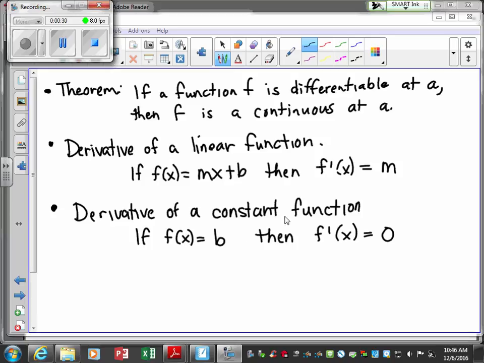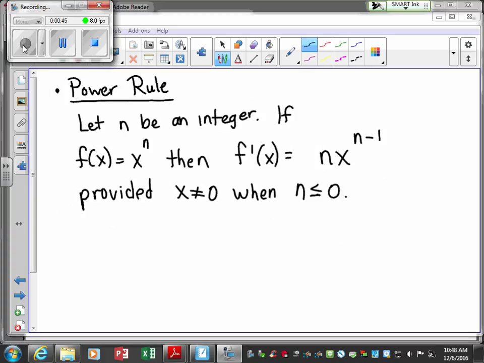Also, the derivative of a constant function, if f(x) is equal to b, where b is just some number, some constant, then f prime of x is equal to 0. And we also have a power rule, which we'll write next. Okay, so our power rule, let n be an integer. If your function is x to the nth power, then the derivative is defined by n x to the n minus 1 power, provided x is not equal to 0 when n is less than or equal to 0.